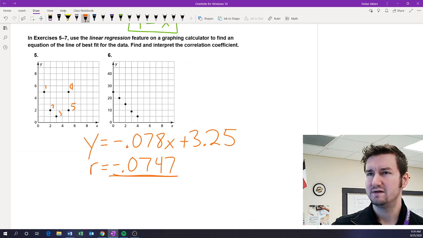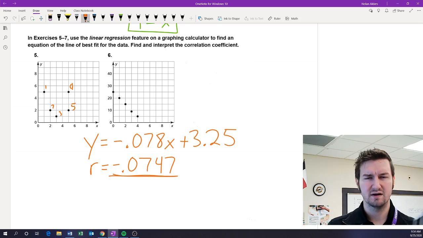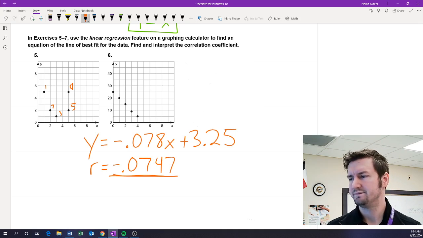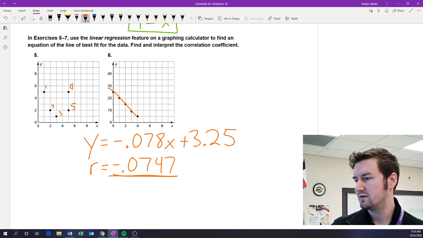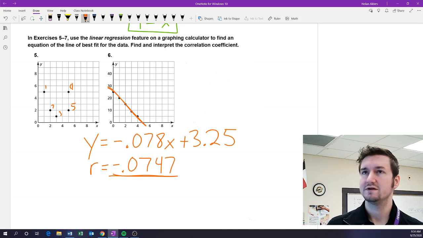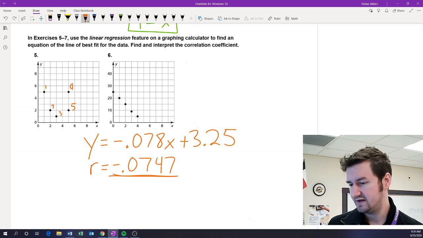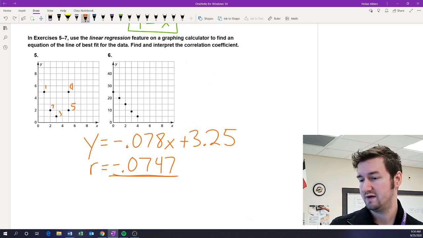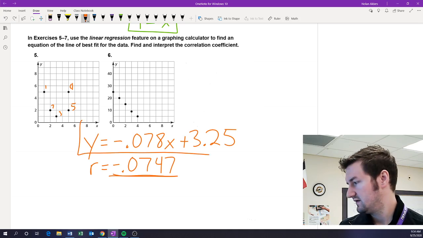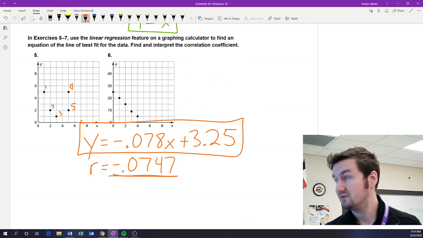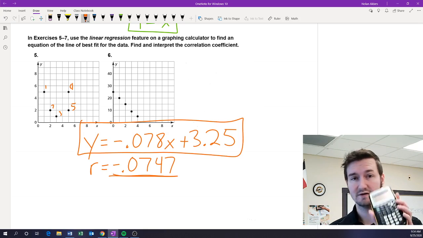And we can see that by the data in number 5. Our dots are kind of all over the place. They don't really form a line. If you look at 6, 6 forms a line a whole lot better. So if you want to try that one, you can. You should get an R value that's a lot closer. But anyway, if we did try to force number 5 to be a linear function, that is as best as we could get using the linear regression feature on our calculator.